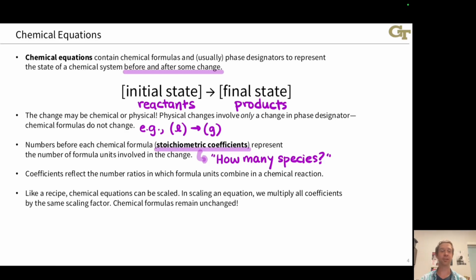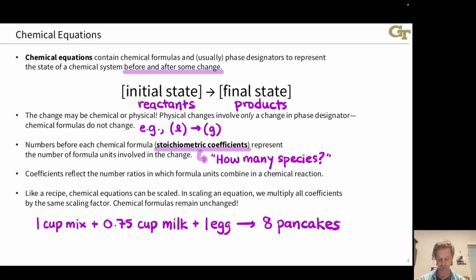As I just mentioned, these coefficients reflect the number ratios in which formula units combine in a chemical reaction. And these coefficients can be scaled to any magnitude, just like the amounts in a recipe. So I want to use a metaphor to kind of drive this home, the metaphor of making pancakes. Say it took us 1 cup of mix, 0.75 cups of milk, and 1 egg to make 8 pancakes.